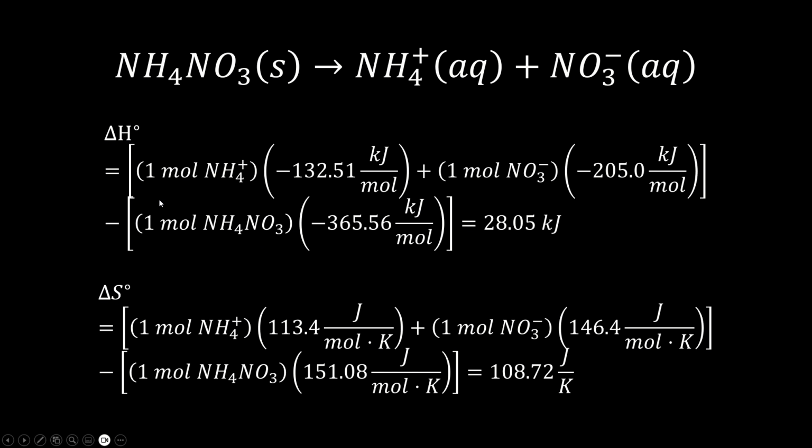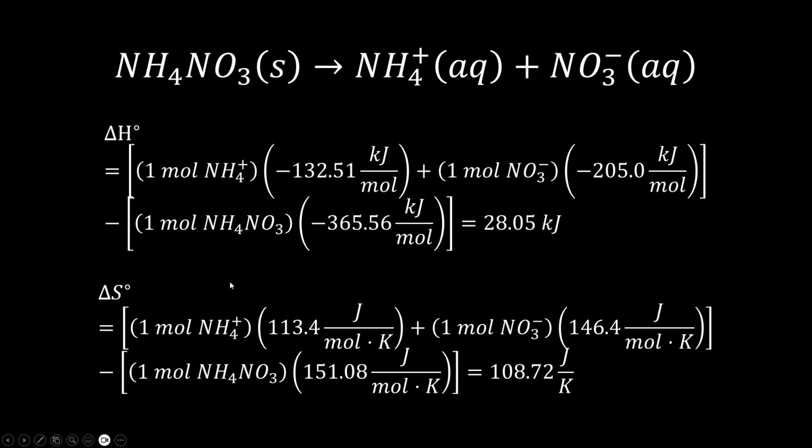Further off, we're going to have all of our reactants. In this case, we only have one reactant, ammonium nitrate in the solid state, which in the solid phase would have an enthalpy of formation of negative 365.56 kilojoules per mole. Because the stoichiometry is 1 here, we'll multiply that by 1 mole of ammonium nitrate. And then we'll put that in its own parentheses. Take the top set, add everything together, and then subtract everything in the second set. And if we do that, we end up getting 28.05 kilojoules per mole.